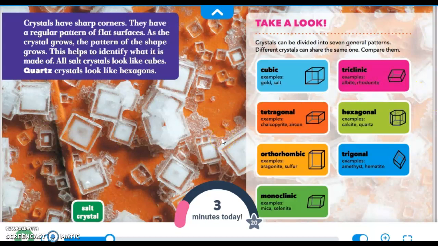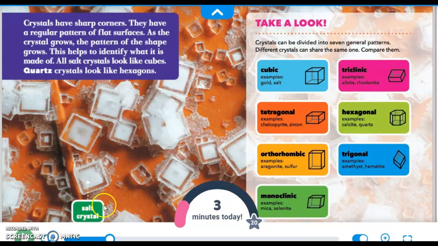Crystals have sharp corners. They have a regular pattern of flat surfaces. As the crystal grows, the pattern of the shape grows. This helps to identify what it is made of. All salt crystals look like cubes. Quartz crystals look like hexagons. So here we have salt crystals.